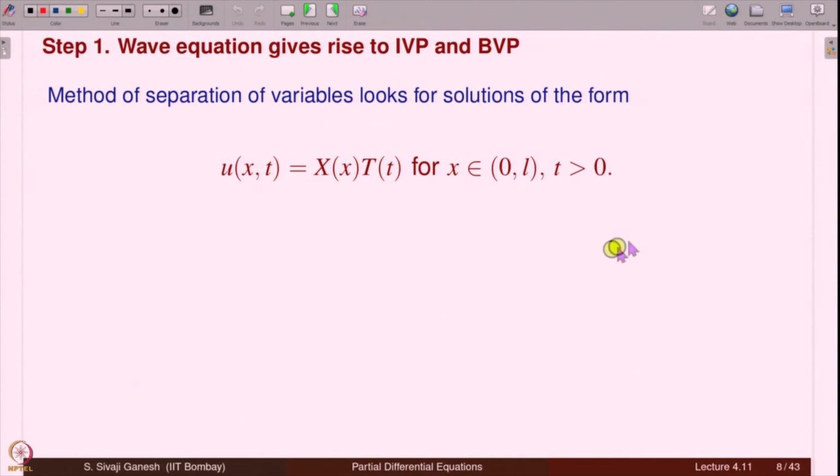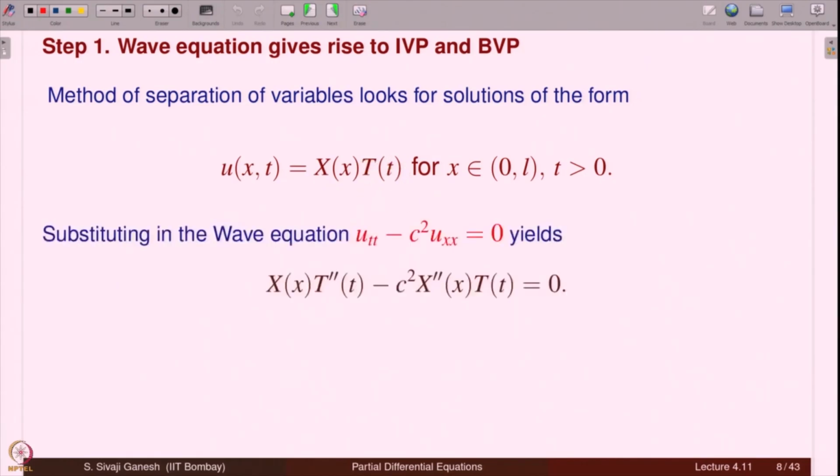So, separation of variables looks for solutions of this form. As we said, u(x,t) is a function of x times a function of t. We take this and substitute it in the wave equation. u_tt becomes X T double dash, and similarly u_xx will become X double dash times T. Therefore, the wave equation becomes this.